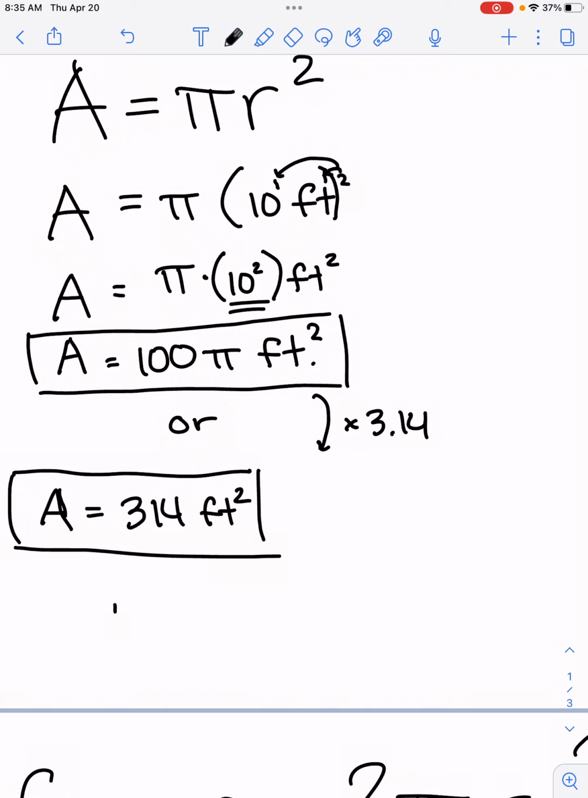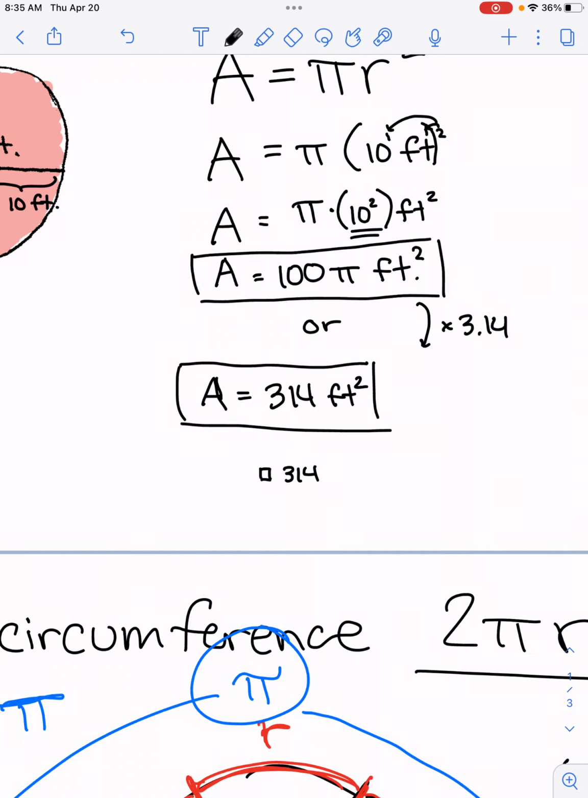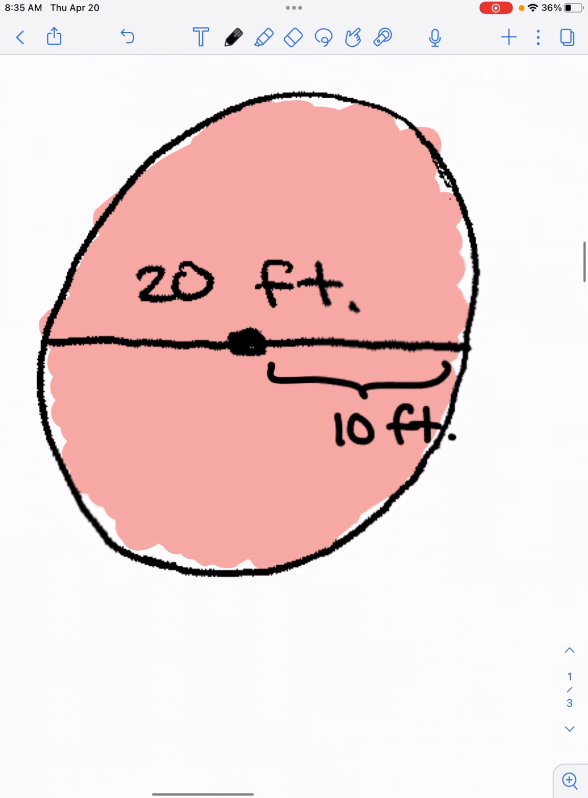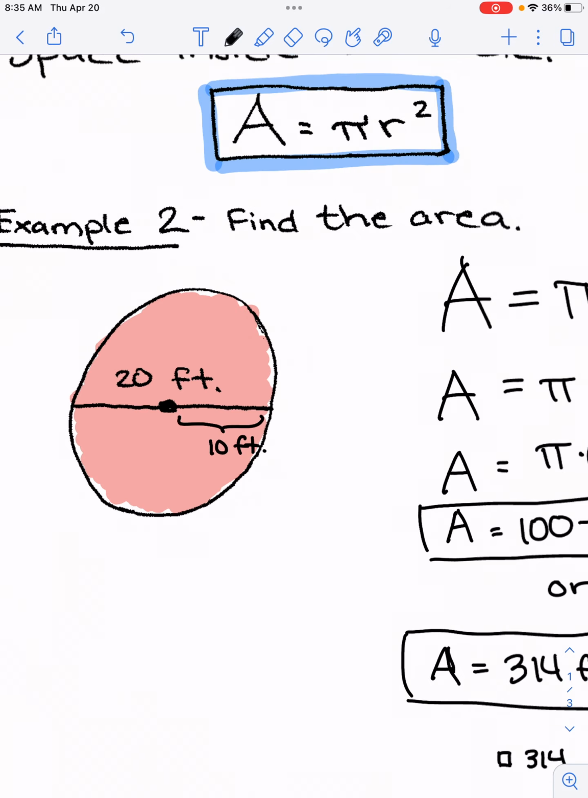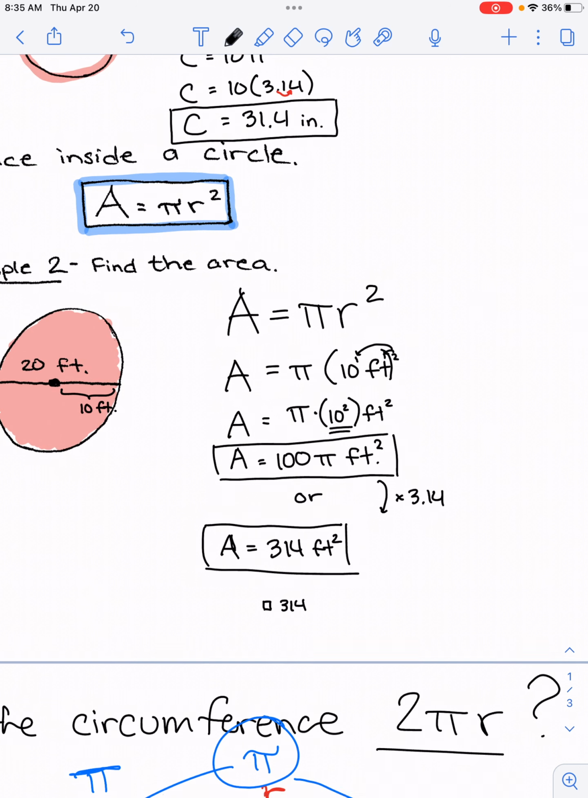So if you think about it as maybe this is a 1 foot by 1 foot square, we would need 314 of these hypothetically to fill this up in terms of paint. So that would be our answer. Okay, all right, we're going to leave it at that. We'll get to some practice, but let me know if you have any questions.